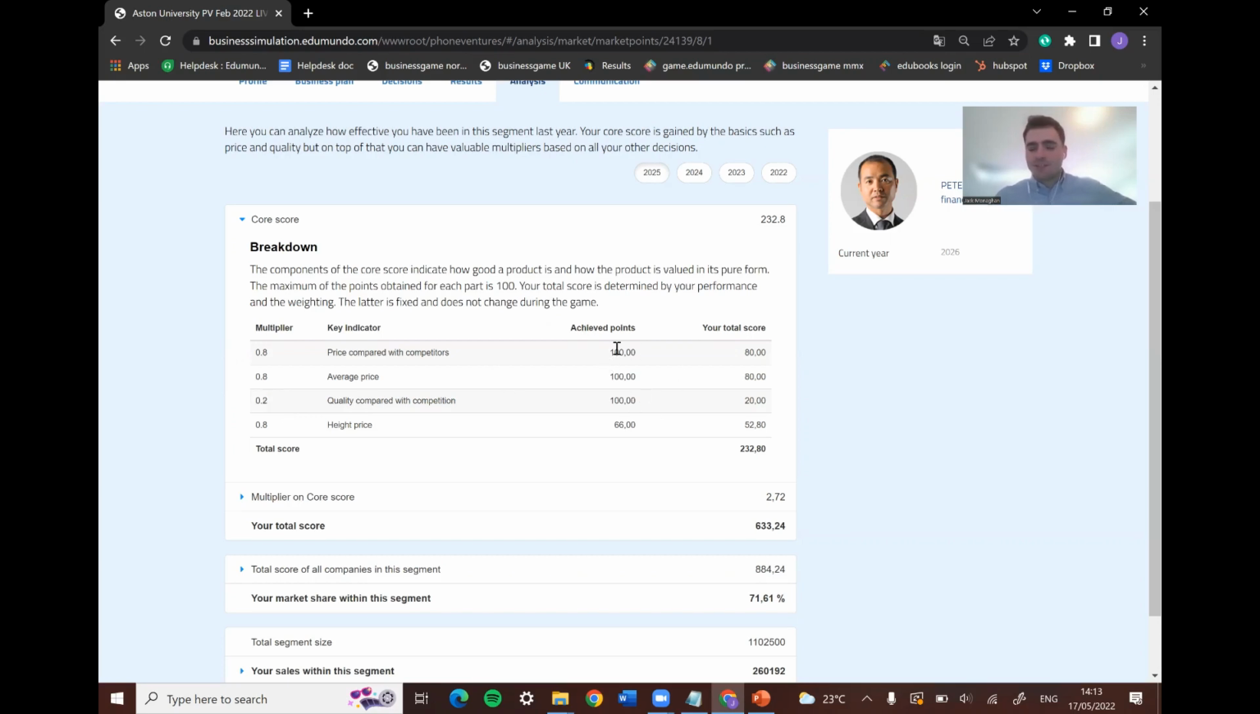Based on all of the decisions you've made around these different areas, so for example, price compared with competition is around the price that you've set, as well as the average price and highest price is around the price that you've set, and quality is of course the quality that you've selected. You'll then be given a total score and the number of points. These points are essentially how much market share you may achieve. Of course, because there is a multiplier, 100 times 0.8 results in a score of 80.